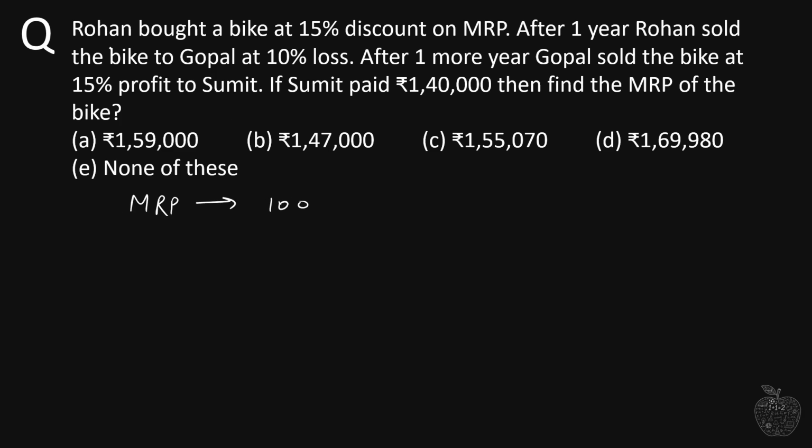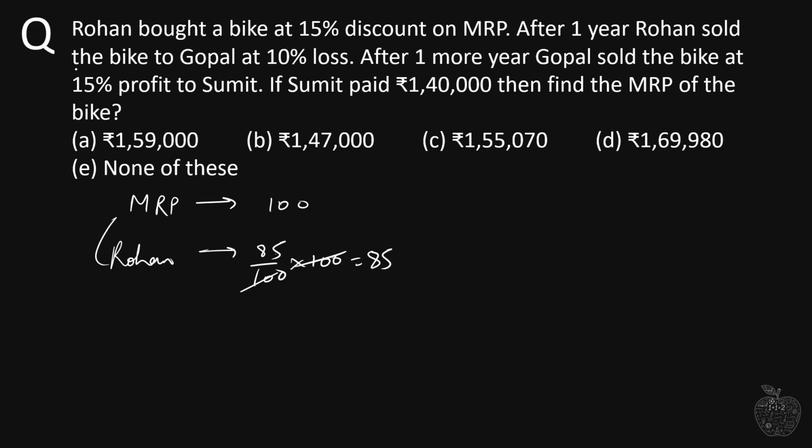Okay, now the question is telling me Rohan bought a bike at 15% discount on MRP. So that means Rohan paid 100 minus 15, which is 85% of the MRP, which is 100. So 100 cancelled. Rohan paid 85 here.